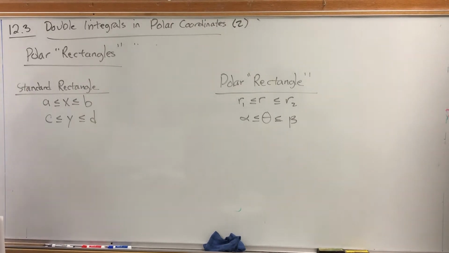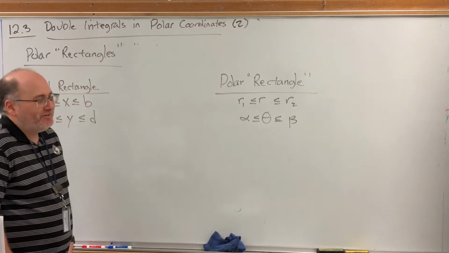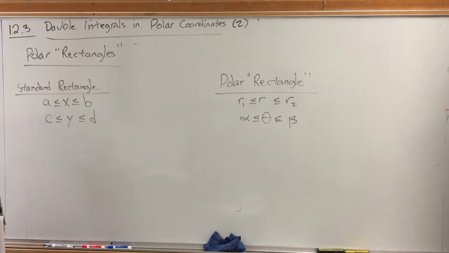Prior to doing that, there is one more thing that we need to discuss, and that's something called a polar rectangle. And I put quotes around the word rectangle because it doesn't look like a rectangle. Topologically speaking it is, but let's not worry about what that means.